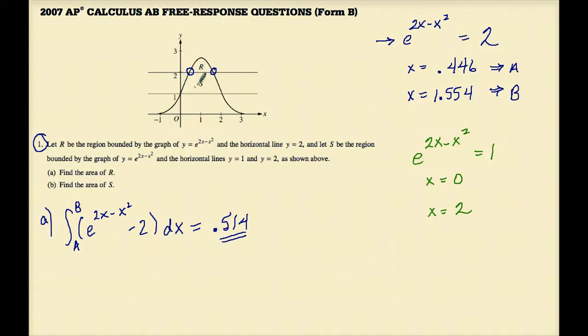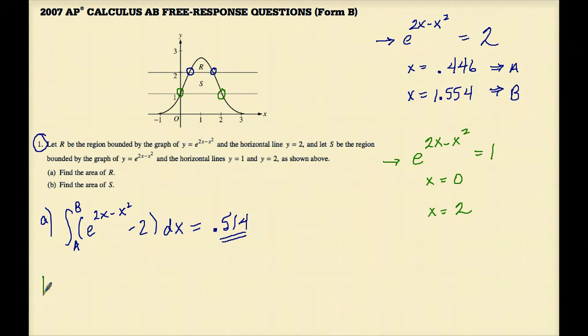We're asked to find the area of S, and the easiest way to do that would be to find the area of R plus S by taking the curve and subtracting the horizontal line y equals 1, and then subtracting from that area the area of R, which we found in letter A. We will need the endpoints of integration, which are the points of intersection between the curve and the horizontal line y equals 1. We'll find that by setting the curve equal to 1 and use your calculator to find the points of intersection, 0 and 2.